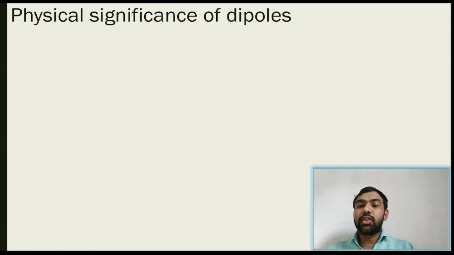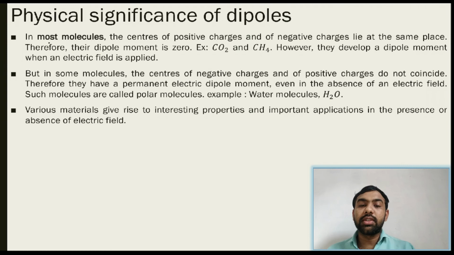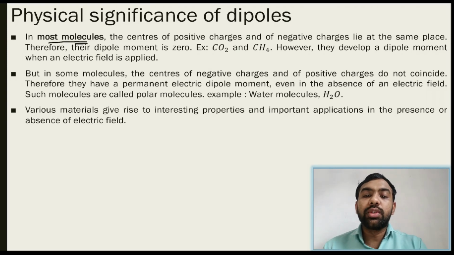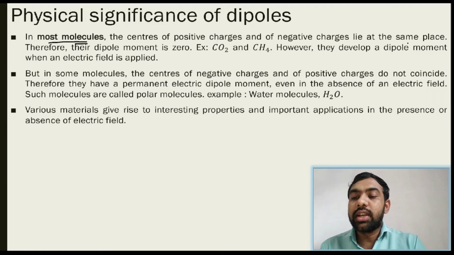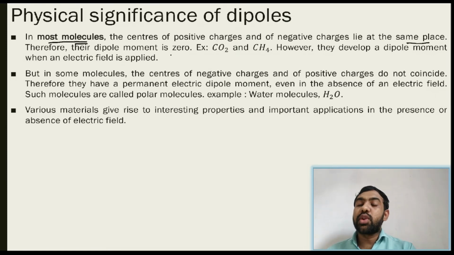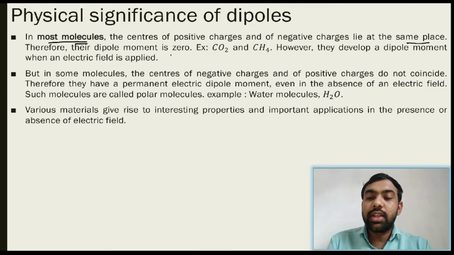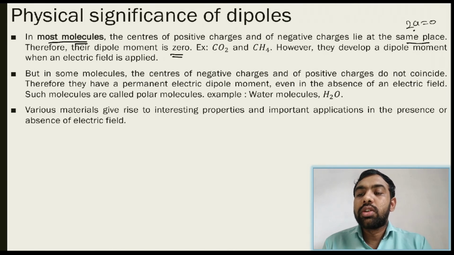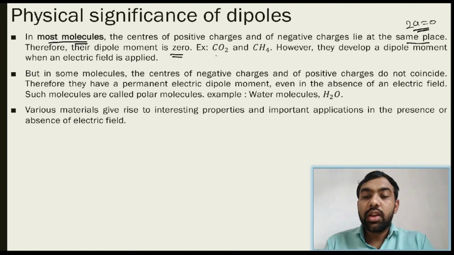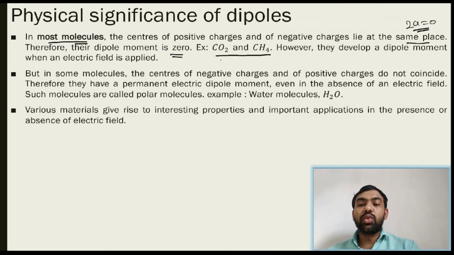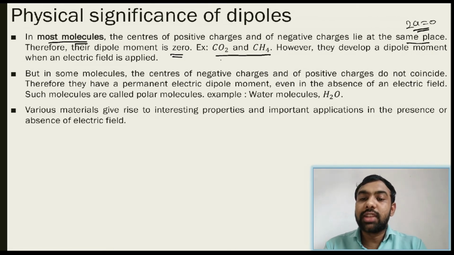Now the physical significance of a dipole, where we count this type of dipole. It's very simple. In most molecules, where the center of positive charge and negative charge lie at the same place, a dipole is not formed, because positive and negative charge are at the same place. For example, the dipole moment is 0. Same place means 2a is equal to 0. Molecules like CO2 and CH4 are this type of molecule.